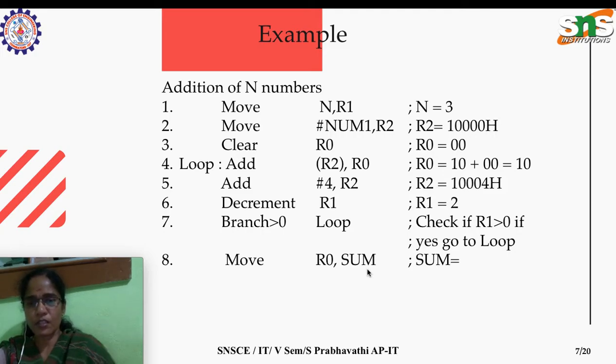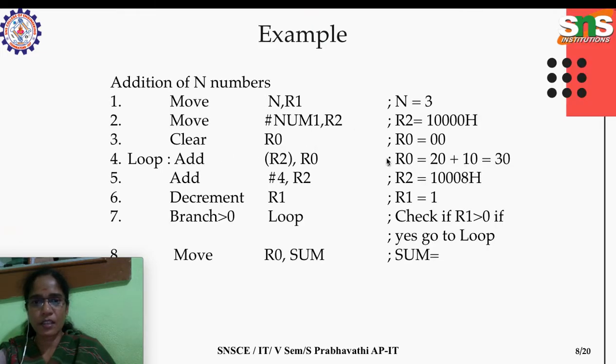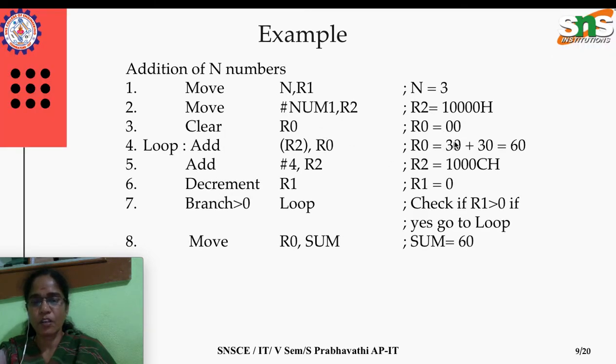Since in this example the condition R1 is 2, it will loop again, so it will go for branching, and in the next statement it will fetch the next value, 20. Already R0 has 10, so now the value is 30, and decrementing R1, previously it was 2, now 1. Again it goes back and repeats the operation, fetches the third value, adds it, and finally when you decrement R1 it becomes 0, the condition fails, and the sum gets assigned over here.